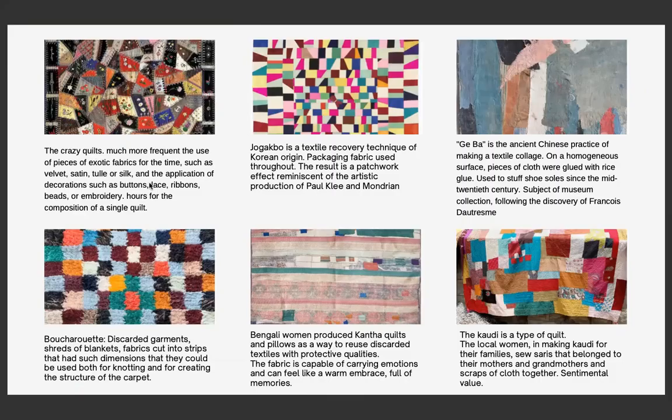Now, there are a lot of typologies, and I've taken six. The crazy quilts, much more frequent, use pieces of fabrics exotic for the time, such as velvet, satin, tulle, or silk, and the application of decorations such as buttons, lace, ribbons, beads, or embroidery. Hours of work for the composition of a single quilt. So it's like this collage of a lot of textures all together.